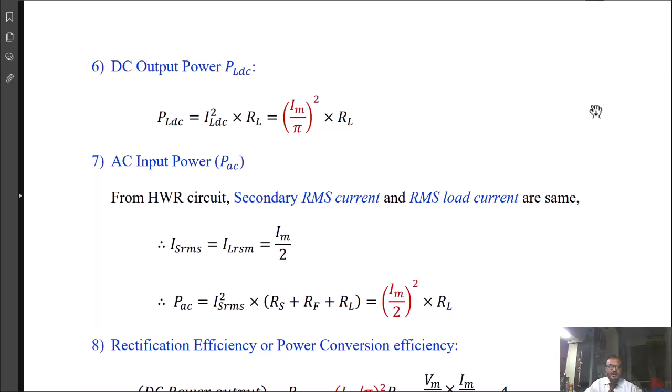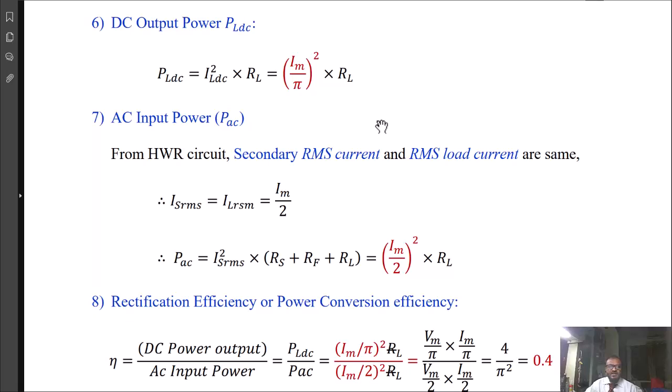Next, we will evaluate the rectification efficiency. The rectification efficiency is basically a ratio of output DC power to AC power supplied to the rectifier, and therefore we first need to calculate the DC output power, that is PLDC. In terms of load current, we can write PLDC is equal to ILDC square into RL. Substitute the value of ILDC here as Im by pi. So therefore DC power output is given by (Im by pi) square into RL.